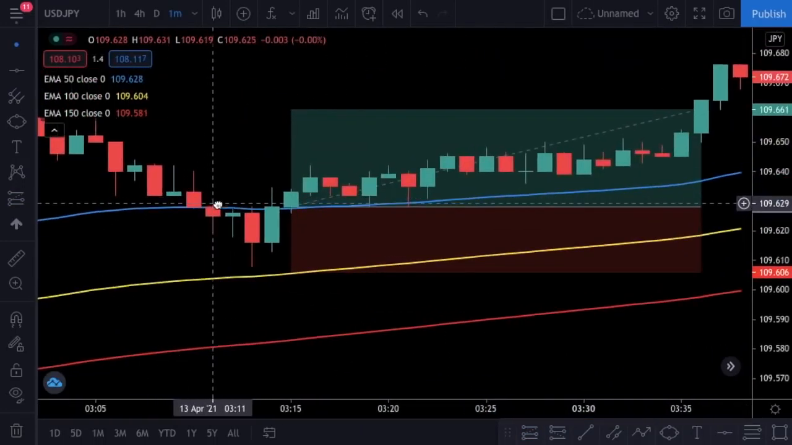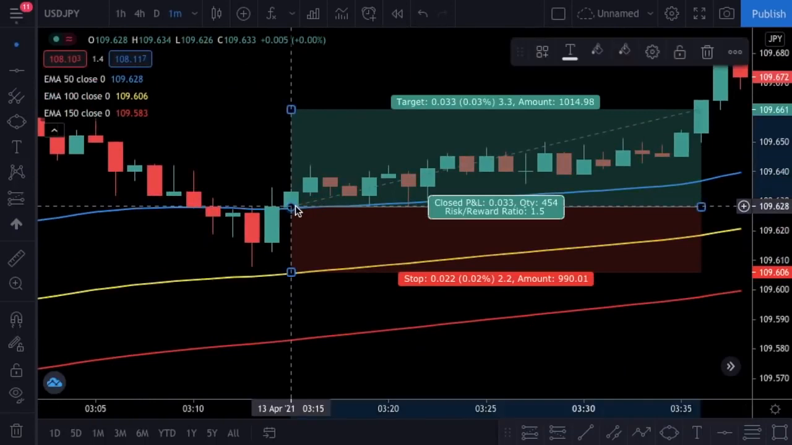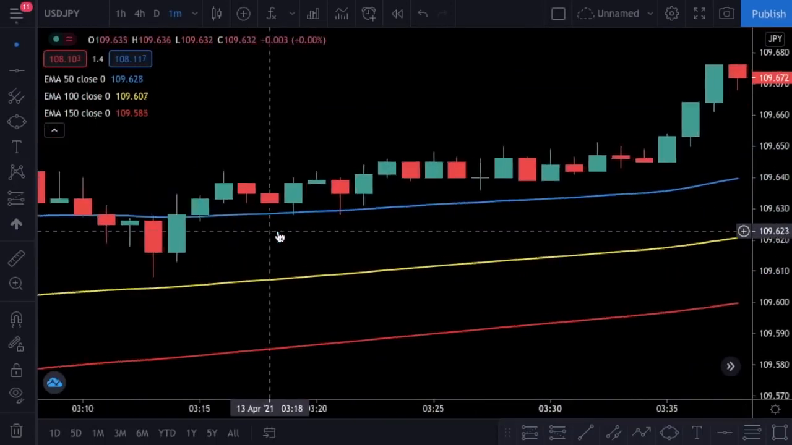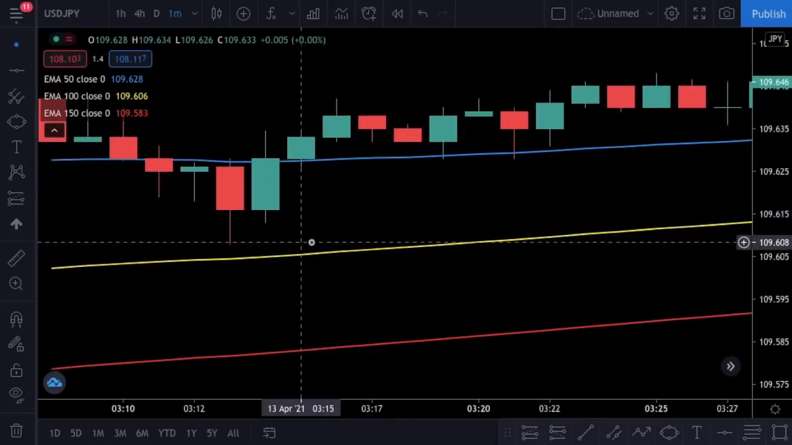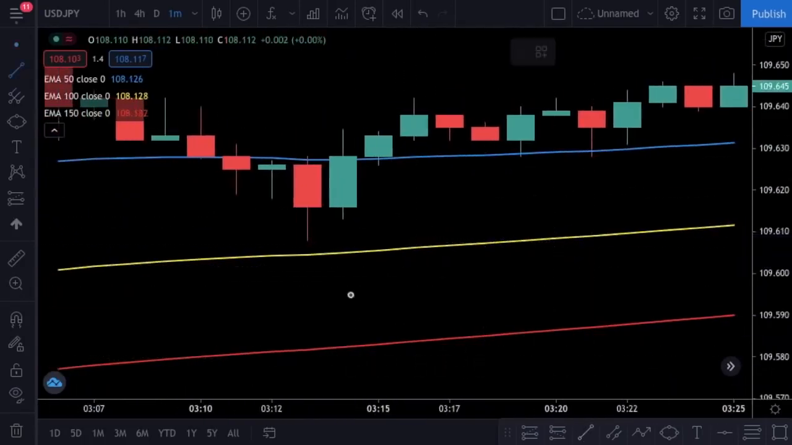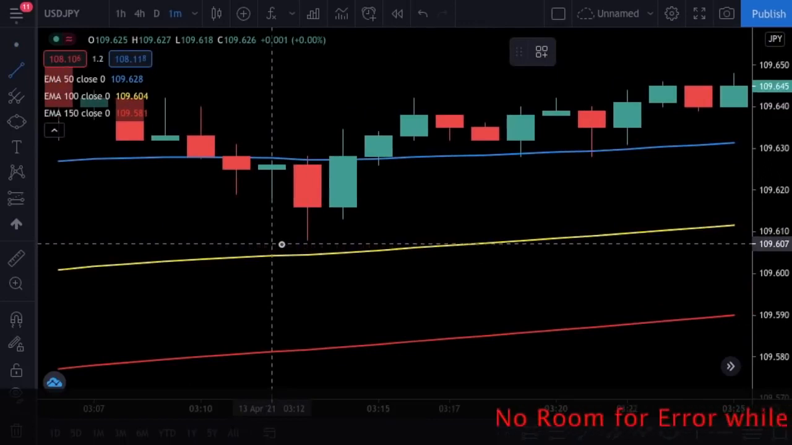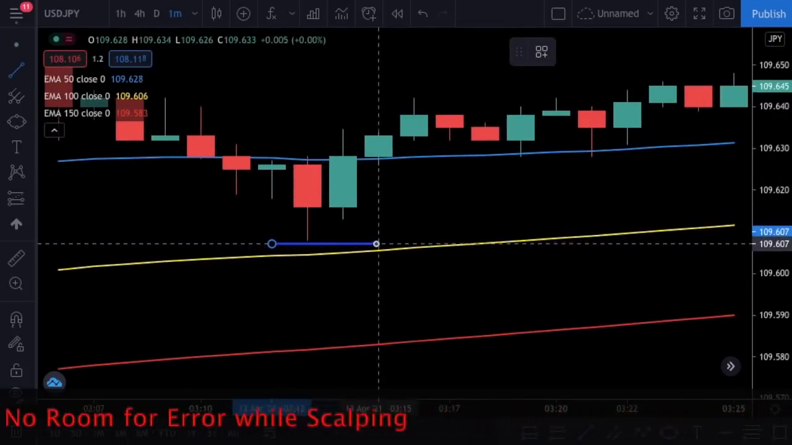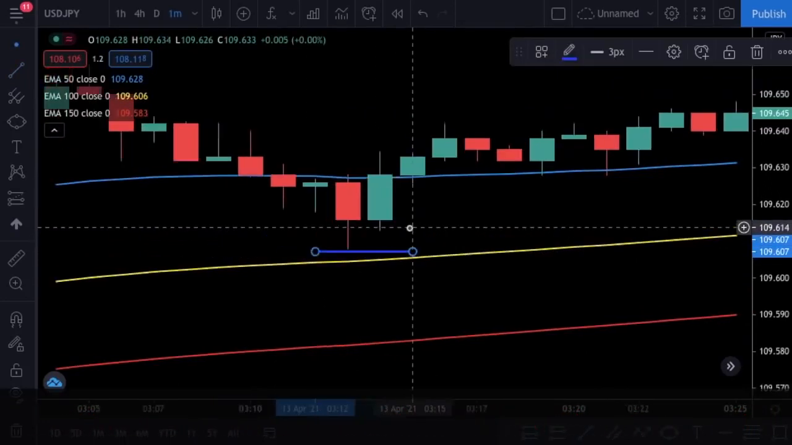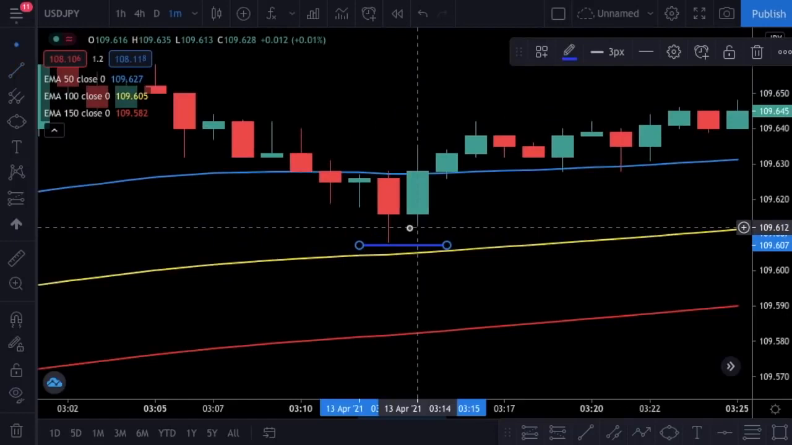But actually, there are many exit strategies for this setup. Setting a fixed stop-loss and a take-profit target is the first exit strategy you can use. But, I am not a big fan of this exit strategy. Because there is no room for error while scalping. Everything can change in seconds. So, instead of setting fixed profit targets, I do something else.